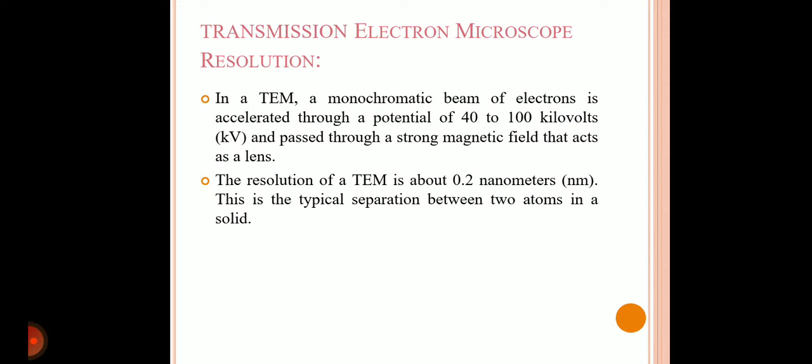Next is transmission electron microscope resolution. In a TEM, a monochromatic beam of electrons is accelerated through a potential of 40 to 100 kilovolts and passes through a strong magnetic field that acts as a lens. The resolution of a TEM is about 0.2 nanometer. This is the typical separation between two atoms in a solid.